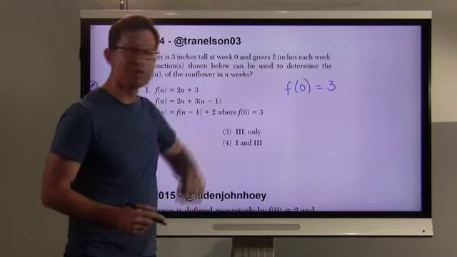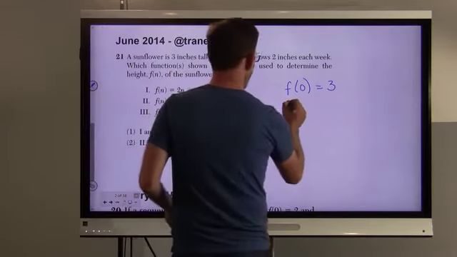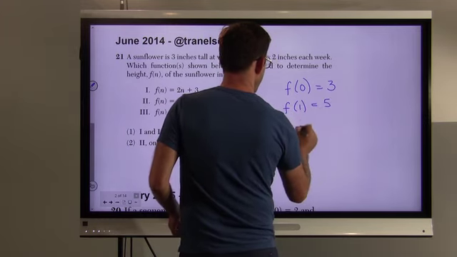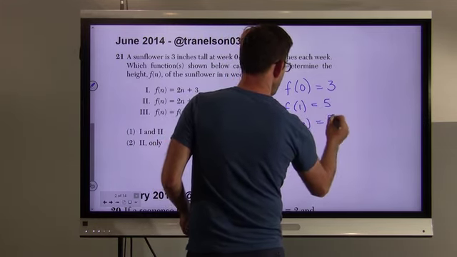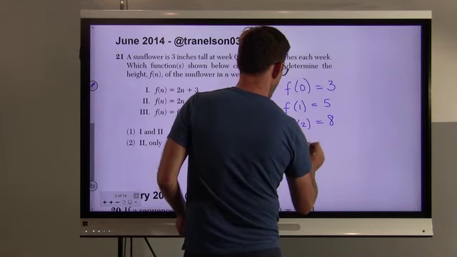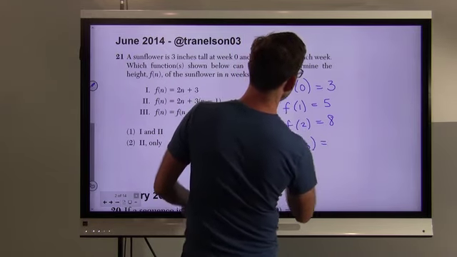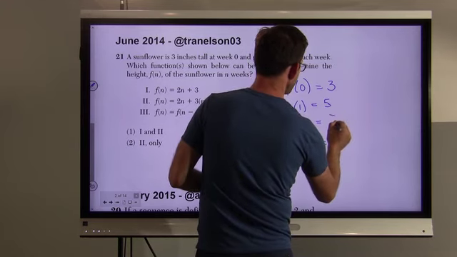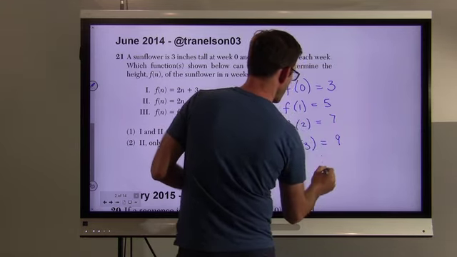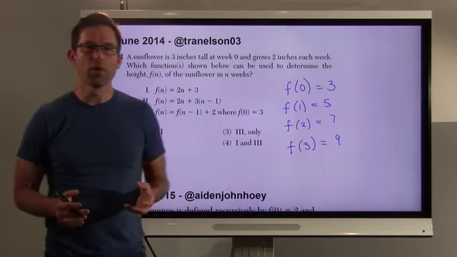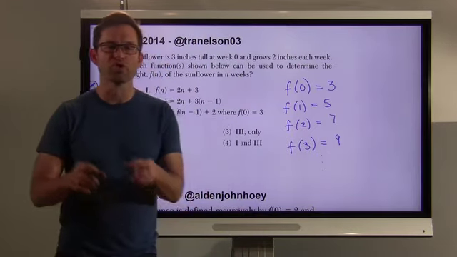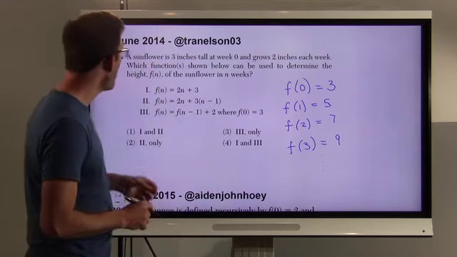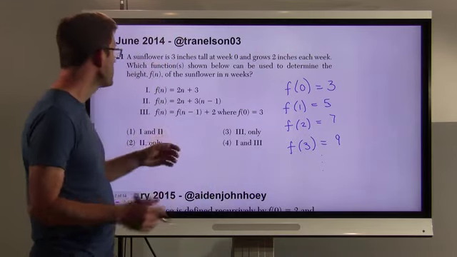And then it grows 2 inches each week. That means that f of 1 would be 5, f of 2 would be 7, f of 3 would be 9, etc. And one could actually dispute whether or not this is a sequence problem or just a linear function problem. They're very, very similar, all right? But what we can do, again, is we can test them.